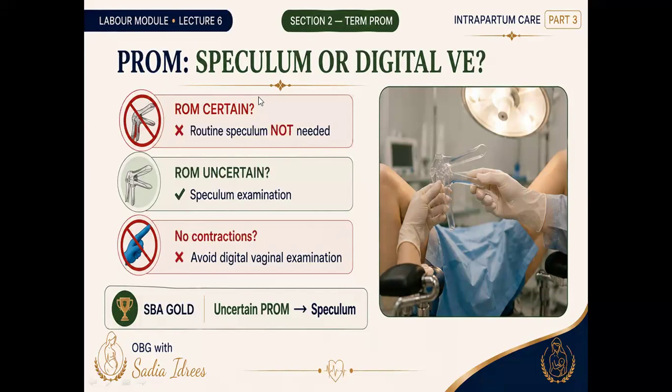Now here is the second part. If she's not having contractions, avoid routine digital vaginal examination. Why? Because repeated digital examination after membrane rupture can introduce ascending organisms and potentially increase the risk of infection. And if she's not in labor, what useful information are you gaining that justifies that risk? So this is one of those situations where doing more examination is not necessarily better medicine. So if rupture of membranes is uncertain, you will do the speculum examination. If rupture of membranes is certain, routine speculum examination is not required. And if there are no contractions, avoid the digital vaginal examination. Very, very tested.